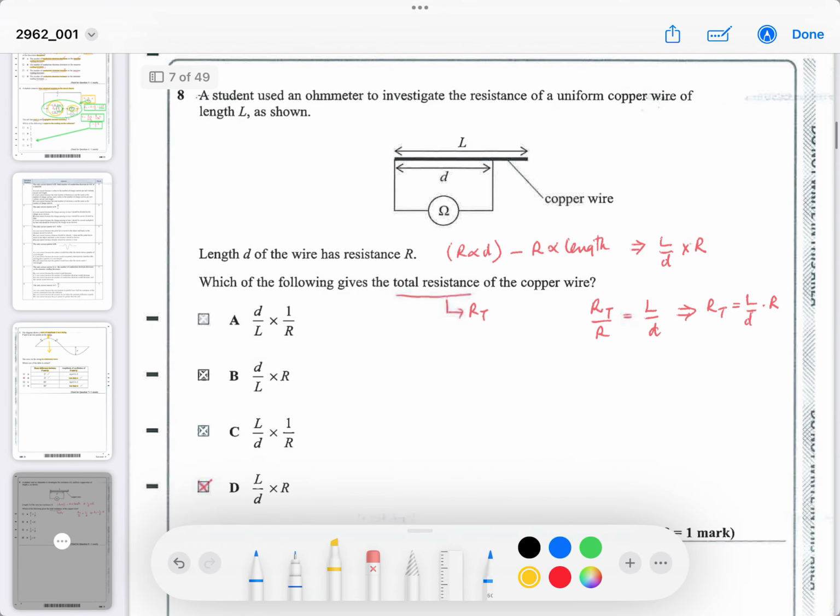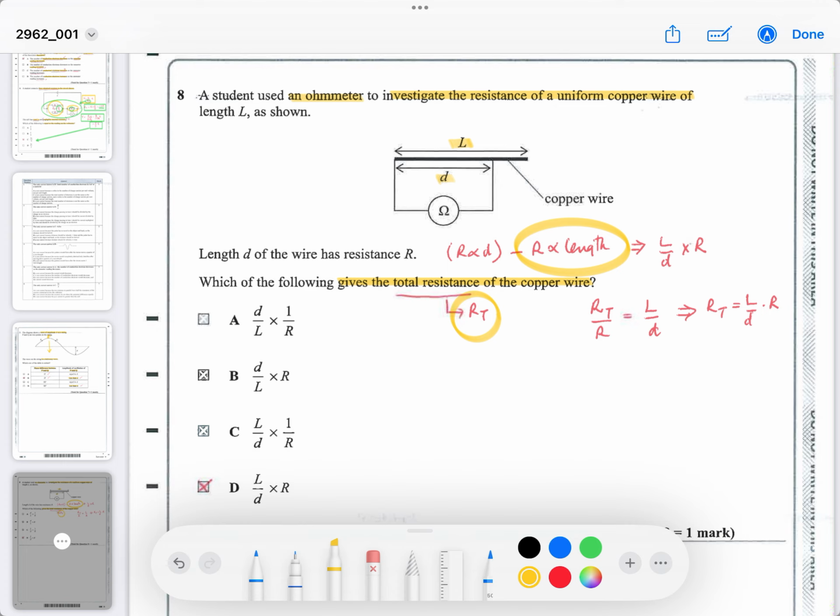Question 8. It's got 2 lengths, D and L. And they've attached an ohm meter. They want to investigate the resistance of a piece of copper wire of length L. Obviously the resistance is proportional to the length, and they want you to work out which gives the total resistance of the length L. So they want you to work out R total, whereas right now it's a fraction of the total.